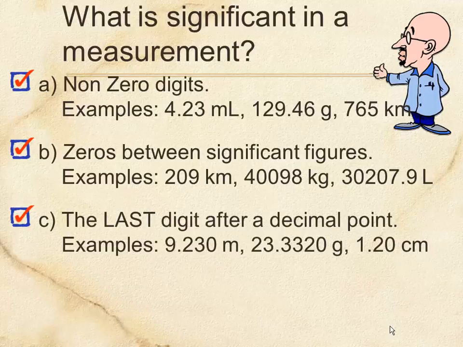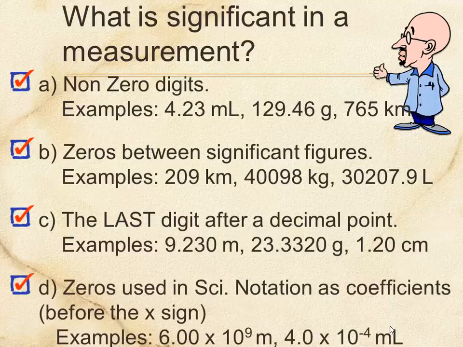The last digit after the decimal is significant. So a 0 that is after the decimal and after a real number is significant. So 9.230 is 4, 23.3320 is 6 significant figures, and 1.20 is 3.